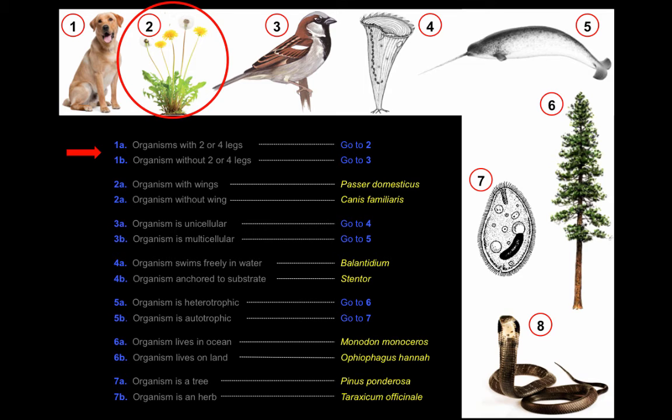We're going to start with number 1. Now, is this an organism with 2 or 4 legs or one without 2 or 4 legs? Well, it's a plant, so obviously it doesn't have legs, and so it tells us go to number 3. We go to number 3 and it says unicellular or multicellular. Obviously, this is a multicellular organism, so we go to 5. Heterotrophic or autotrophic, it's a plant, so it's an autotroph. So we go to 7. And then it's either a tree or an herb. This is definitely not a tree. So that is the particular species. And we can do this for any of these species to try and figure this out. All you got to do is just follow the list and decide, is it this or that?